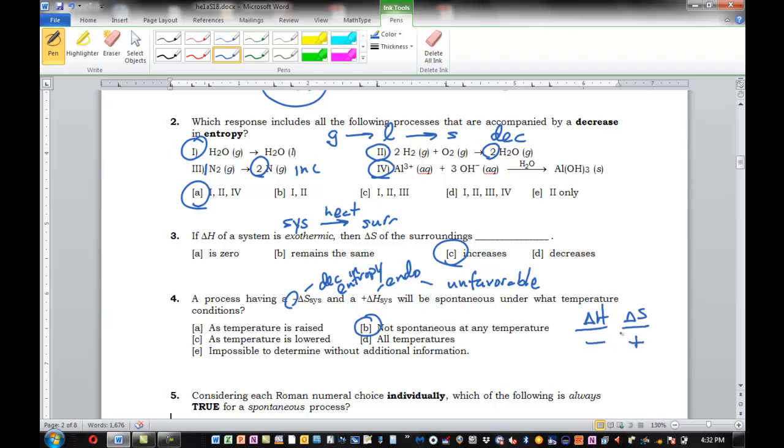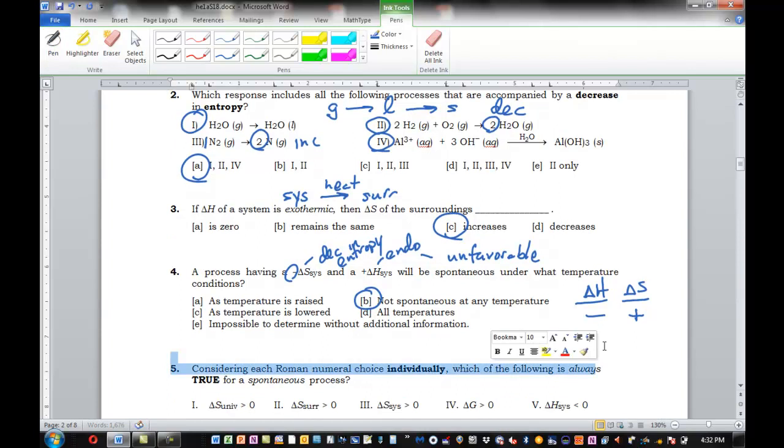Negative, positive, always spontaneous. This one that we saw, positive, negative, not spontaneous. And then we have the two where we have one favorable, one unfavorable, positive, positive, or negative, negative. And these two will be temperature dependent. So make sure that you can go through those 4 possibilities. Always spontaneous, both favorable. Not spontaneous, both unfavorable. One of each. Here we have a favorable entropy change, positive. Here we have a favorable enthalpy change, exothermic. Those will be temperature dependent.